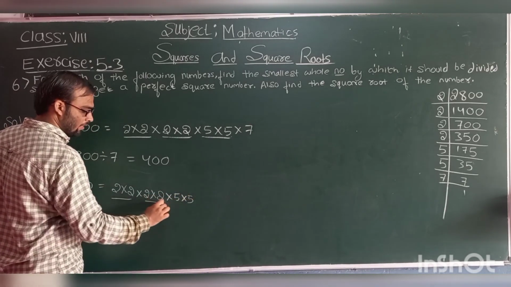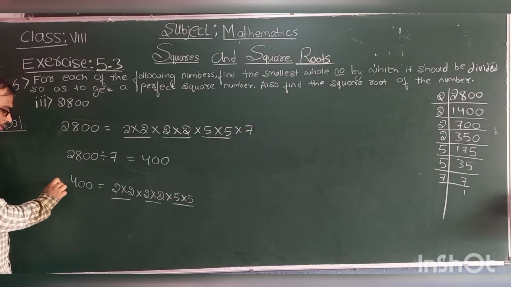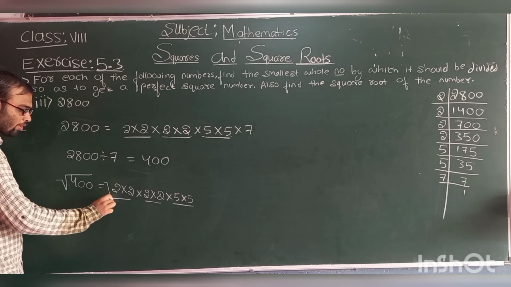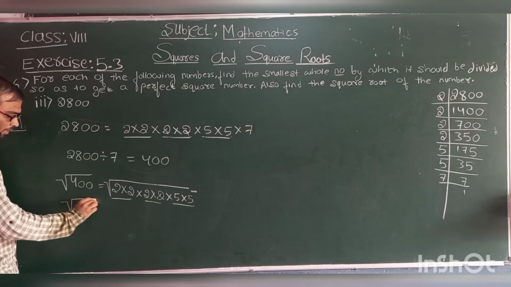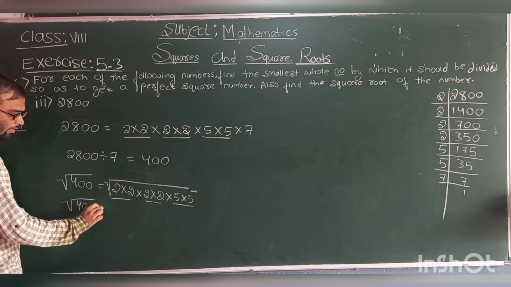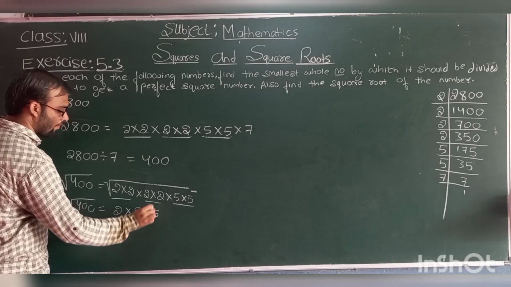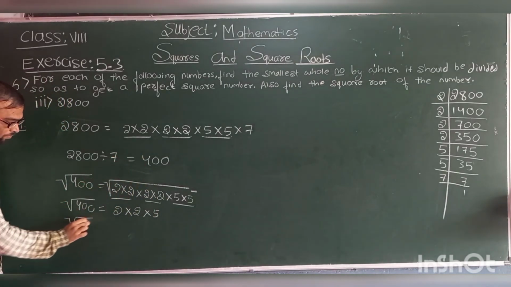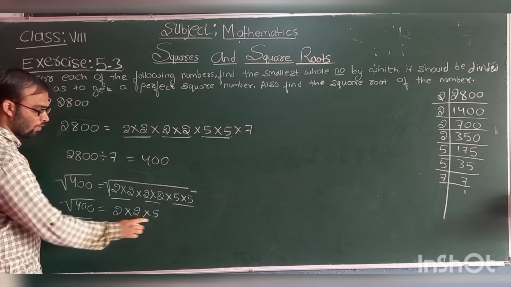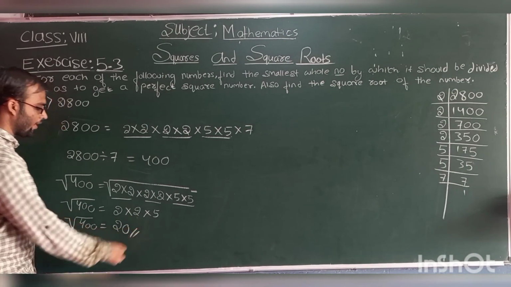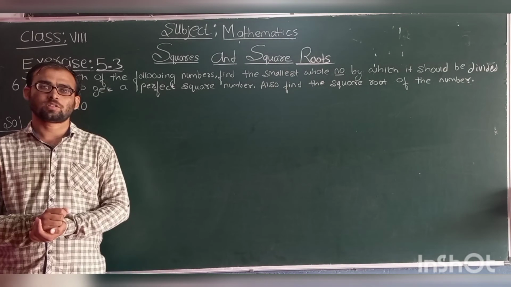Okay, now here the numbers. Now what we need to find? We need to find the square root of this number. So put the square root symbol. Okay. Here 400. 1 times 2, 1 times 2, 1 times 5. 2 twos are 4, 4 fives are 20. Okay, then what is meant by this? The square root of 400 is what? 20.